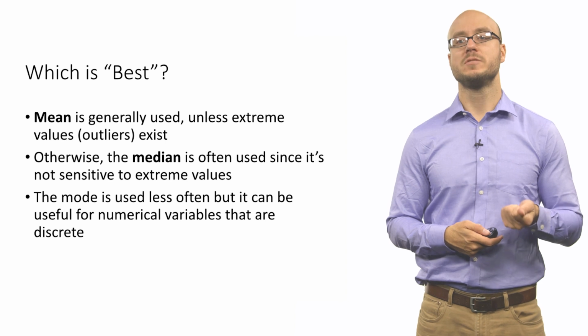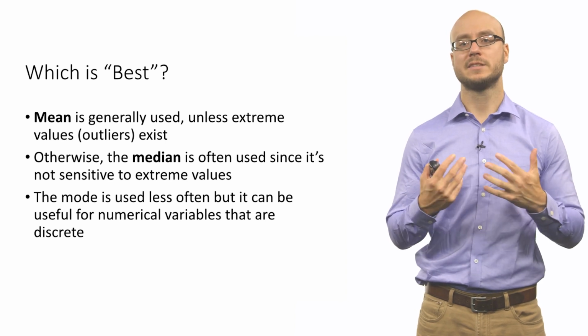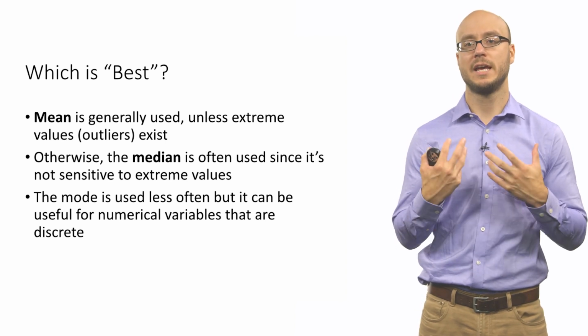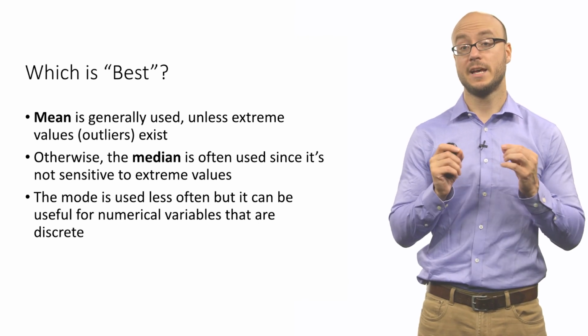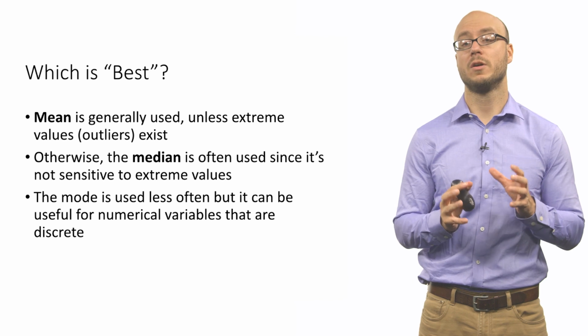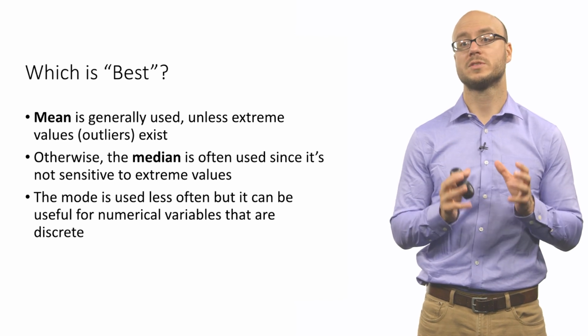The mode is not used as often, but I think especially when you're first starting with a data set and you're trying to understand the properties of a data set, it can be very useful to calculate the mode for numerical variables, especially those that are discrete, where you have a relatively few number of unique values. In this case, 1, 2, 3, and 4. We don't have that many values for the ranking variables, so it's useful to calculate the mode.